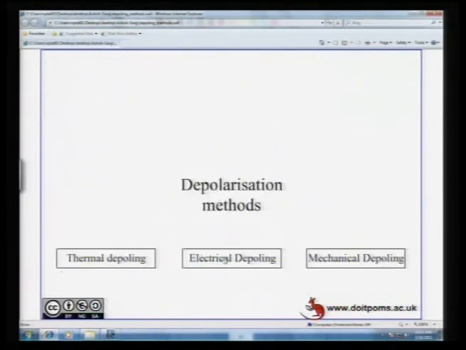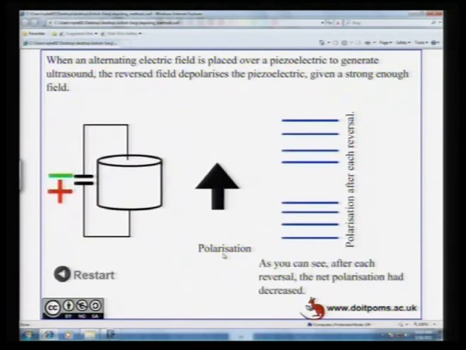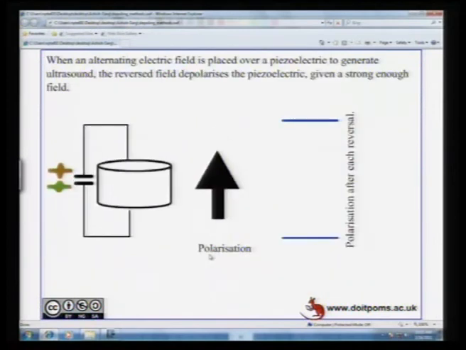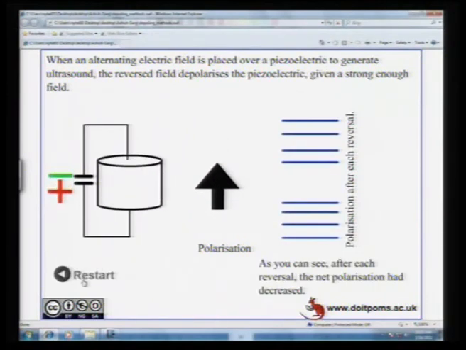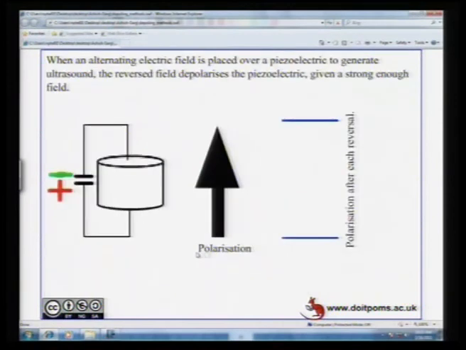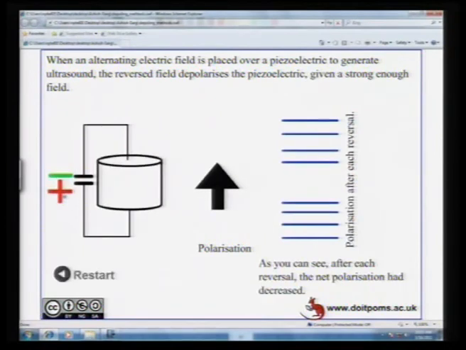If you restart this exercise, look here on the right side at the net polarization of the material. As you change the polarity, positive to negative, positive to negative, as you do this kind of depoling, you have a net decrease in the polarization of the material, simply because the reverse field which is created tends to depolarize the dielectric.